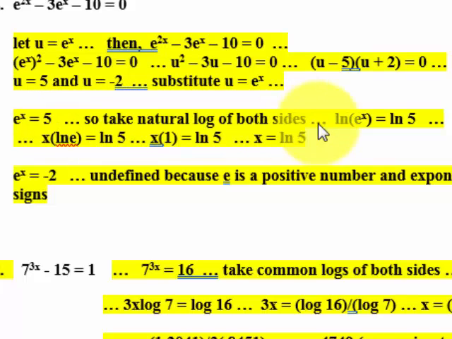So when we take the natural log of e to the x, that equals the natural log of 5. You've got to take the natural log of both sides. The power rule is, if you take a logarithm that has an exponent in it, the exponent comes out as a factor. And the natural log of e is 1. So we get x equals the natural log of 5. That is a real number.